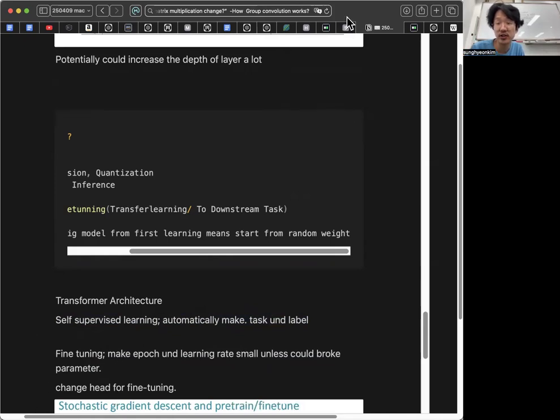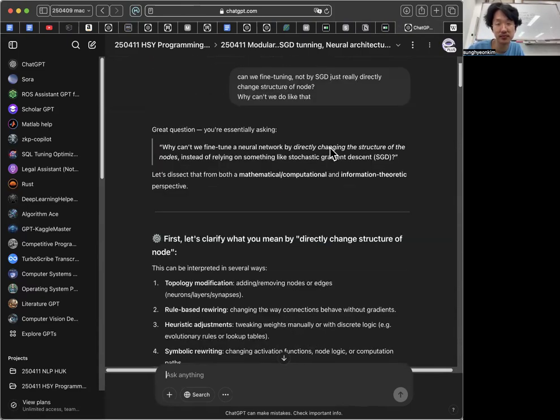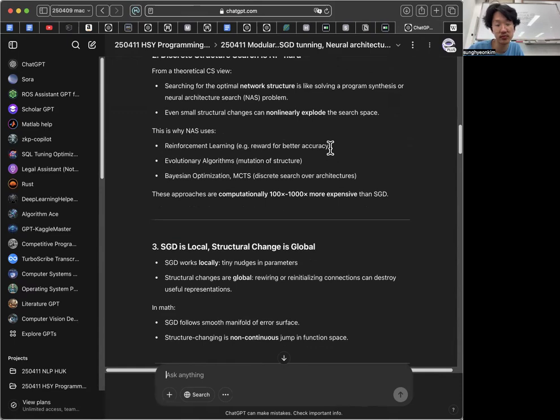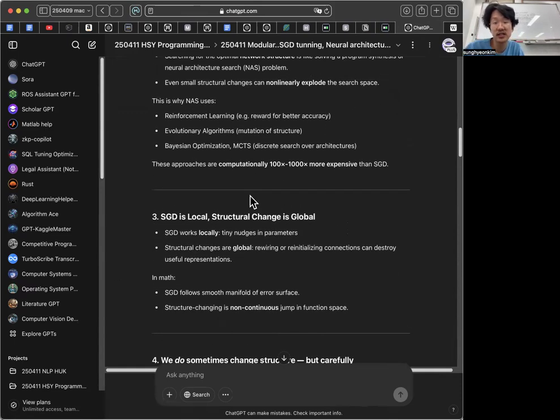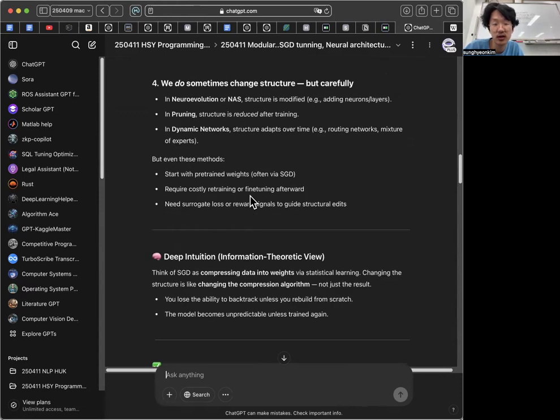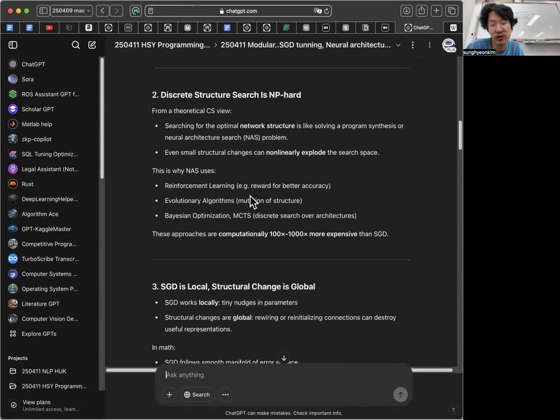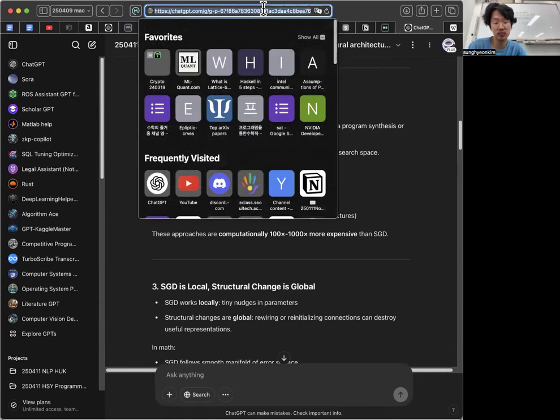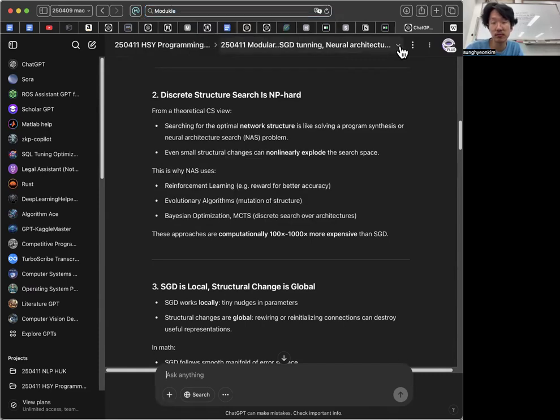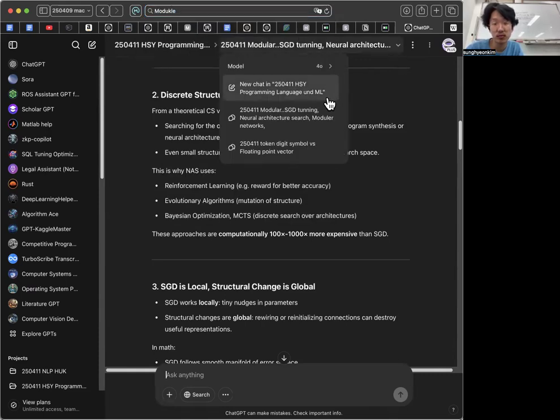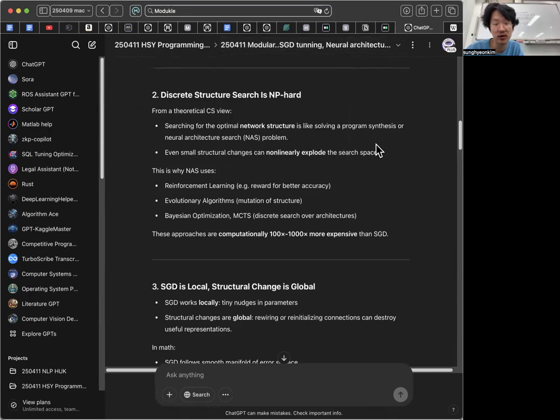Another interesting question I had was, can we not really change it, like we change the code? And the answer was no, because it is not a modular architecture like a programming language. So what we need is maybe neural architecture or fine-tuning. This is not modular. Yeah, not a modular network.